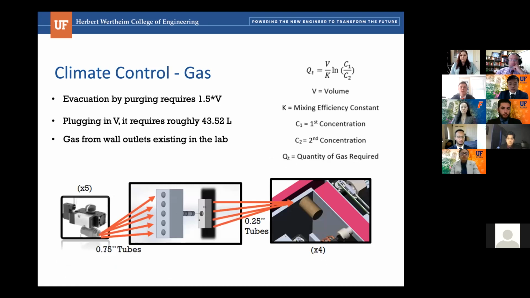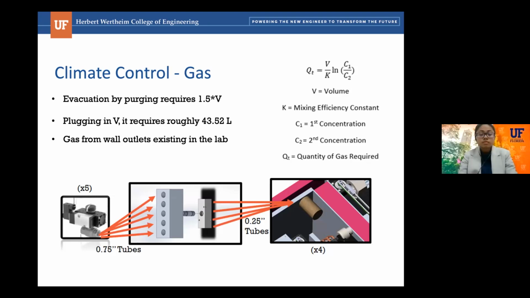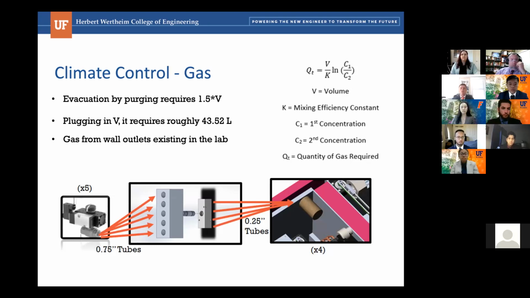In order to control the gas composition inside the system, evacuation by purging is employed. Not only does this gas purge introduce a new mix of gas into the system, it is also able to clear out any humidity existing. The volume of the gas required to purge each climate-controlled area is 43.52 liters. The gas control works by taking gas from existing wall outlets in the lab and carrying them through a 0.75-inch diameter air hose to each one of the 5 NEMA 4 brass body controlled valves.